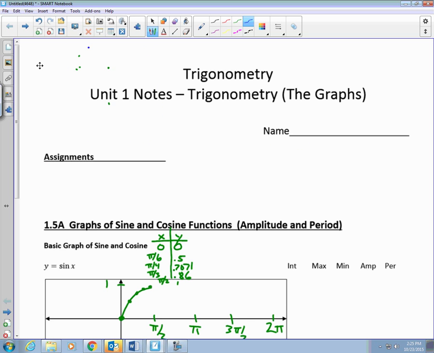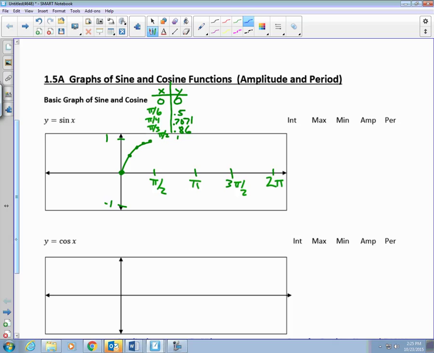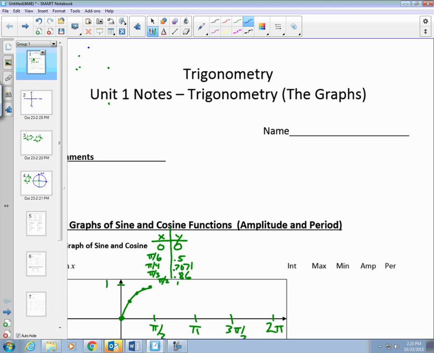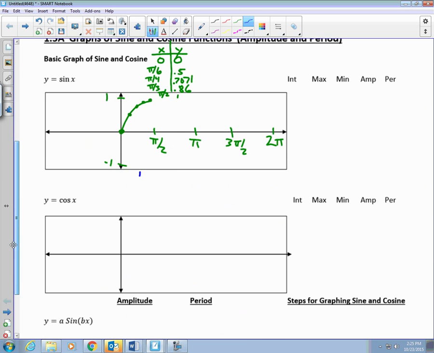This is the first quadrant. How about pi over 2 to pi? Which quadrant is that? Well, let's look at it. From pi over 2 to pi is quadrant 2. Pi to 3 pi over 2, that's quadrant 3. And 3 pi over 2 to 2 pi is quadrant 4.